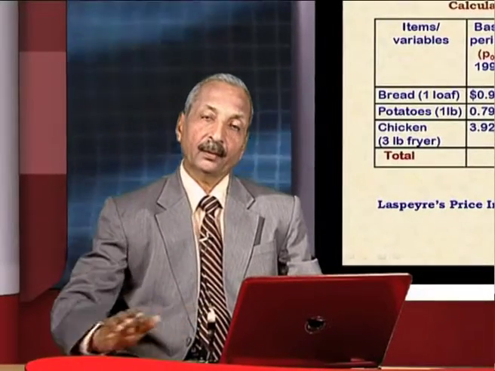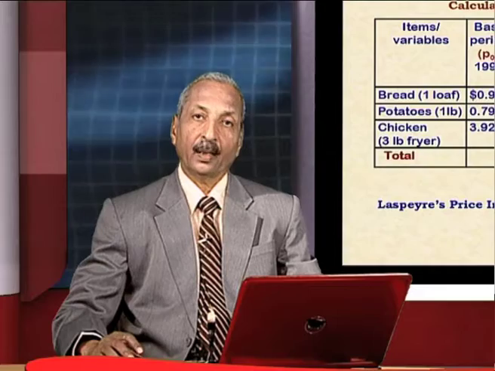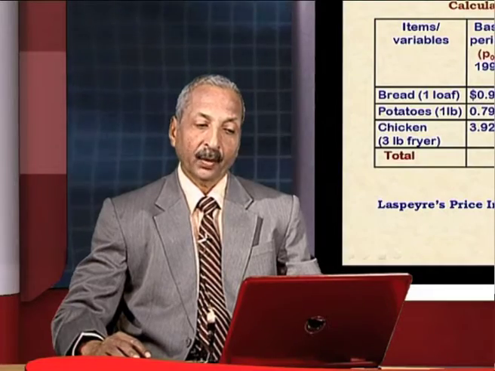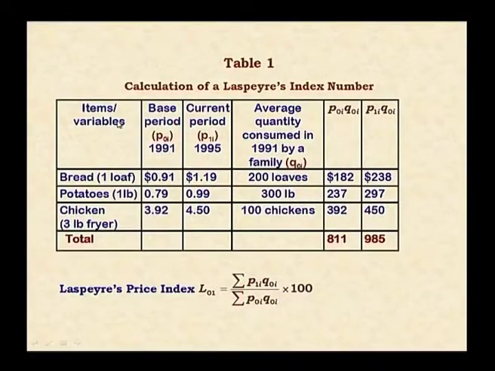Now, let us see how these index numbers are being computed, and look at this example. In this table, in the first column, the items or the variable names are given, like bread, potato, chicken, and the prices of these items are given in the year 1991 and of 1995. The prices in the base year and the current year are given in dollars and in the units which is mentioned in the brackets here.